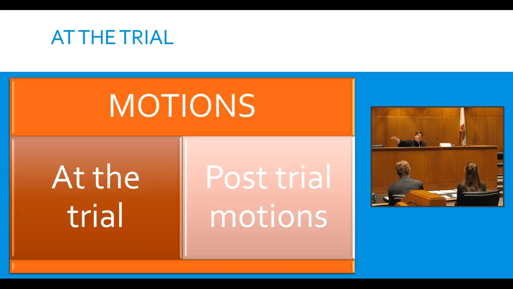After both sides have rested, the attorneys present their closing arguments, the jury is instructed in the law that applies to the case, and the jury retires to consider a verdict. After the verdict, the losing party can move for a new trial or for a judgment notwithstanding the verdict. If these motions are denied, he or she can appeal.